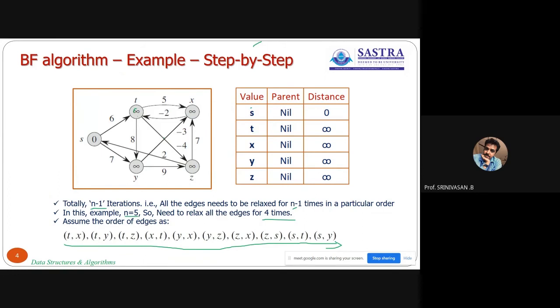Okay, infinity. So infinity plus 5 is infinity. Okay, no need of relaxing. Next t comma y. So infinity plus 8 is already infinity, no need. Similarly t comma z, no need. X comma t, so nothing has changed.